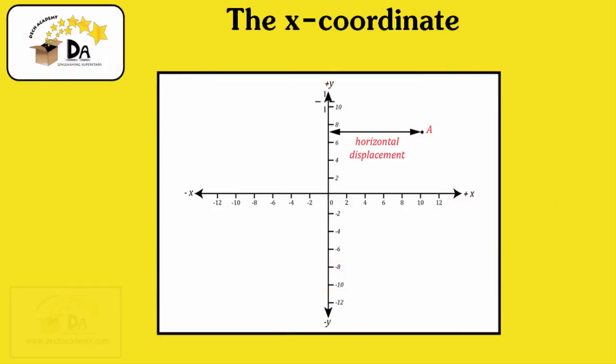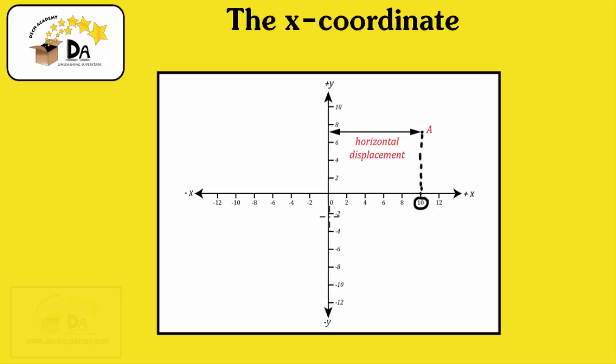So here we have a graph. Here's the y-axis. Here's the x-axis. And there's a point A here labeled. In order to determine its x-coordinate, one just has to draw a vertical line down to the x-axis and read off the value you get. Here we have 10. That means the x-coordinate of this point A is 10.